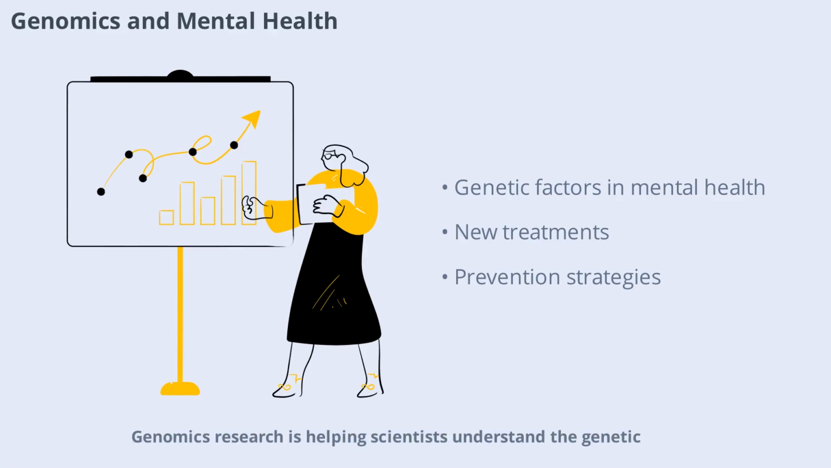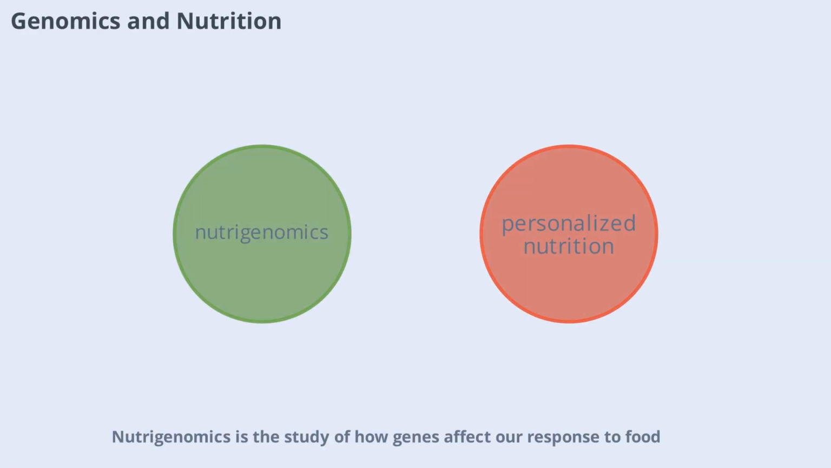Genomics research is helping scientists understand the genetic factors involved in disorders like depression and schizophrenia, leading to new approaches for treatment and prevention. Nutrigenomics is the study of how genes affect our response to food. This field is paving the way for personalized nutrition plans that can help people eat healthier and prevent disease based on their unique genetic makeup.